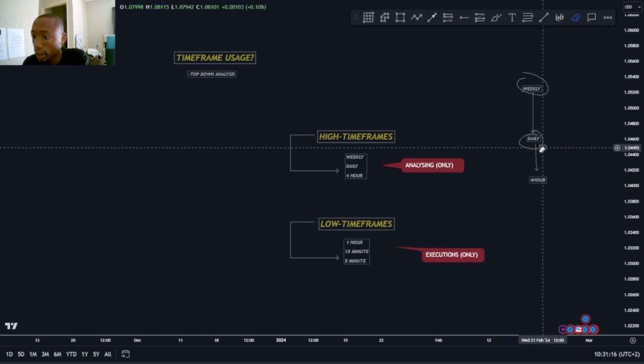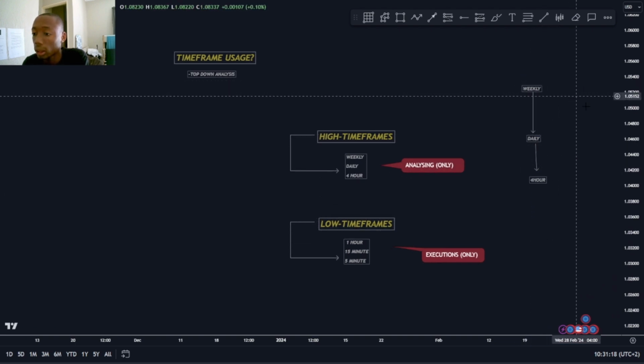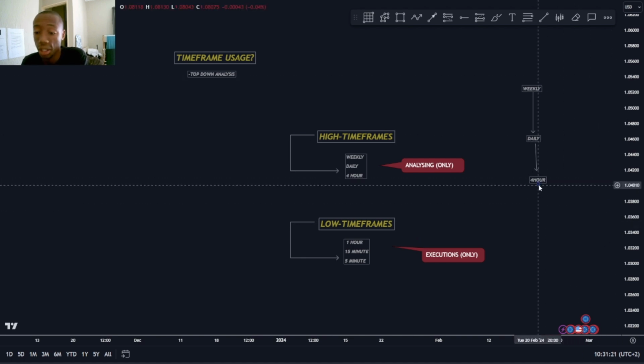So yeah, guys, that is basically the basics of the time frame usage that we use at Falcon.